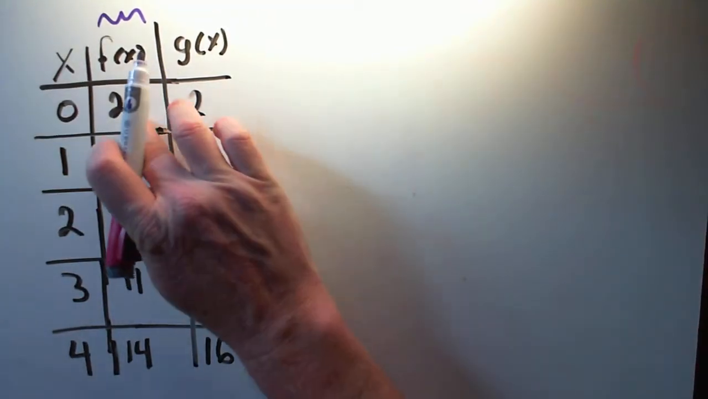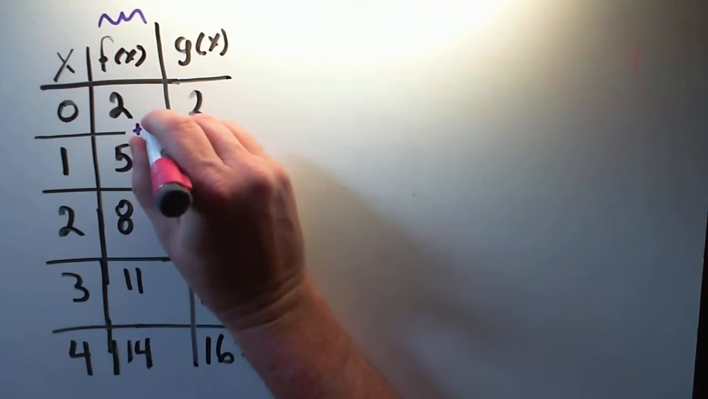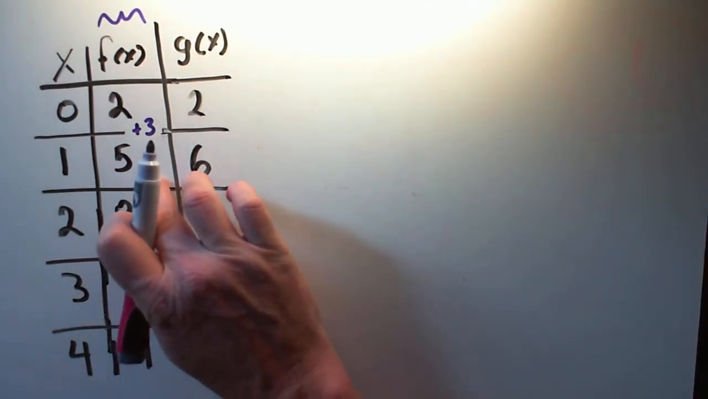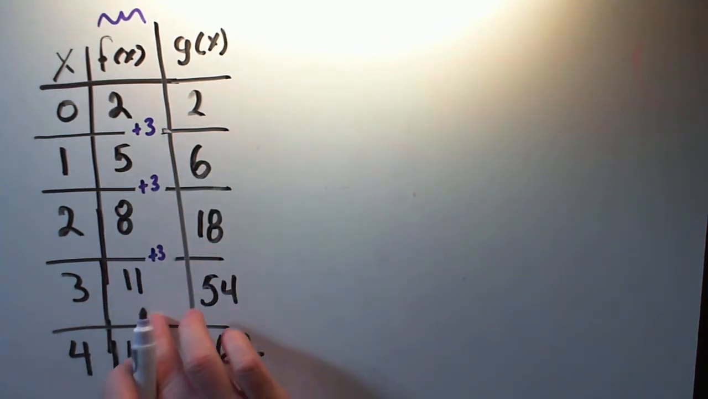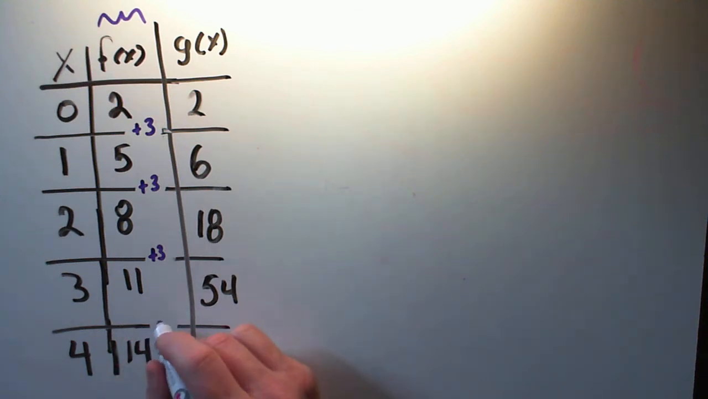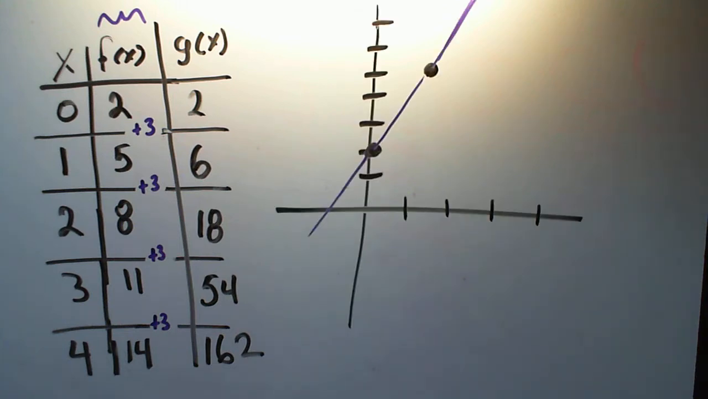And so to go from 2 to 5, I'm going to go plus 3. And to go from 5 to 8, plus 3. To go from 8 to 11, plus 3. And to go from 11 to 14, I have gone plus 3. If we were to look at a graph of this purple function, f of x, it would look something like this. The fact that you are adding 3 each time shows that f of x is a linear function. We've seen this in analyzing linear functions at other times in this class.